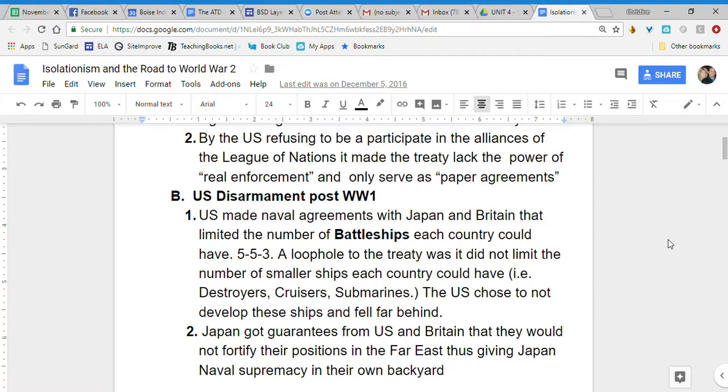Now, the loophole to this treaty was that it did not limit the number of smaller ships that each country could have. For example, the number of destroyers, cruisers, and submarines was left up to each country. And Japan was becoming more and more imperialistic and more militaristic. And they are vastly farther advanced than we are when we go to war. So we have an advantage in battleships when the war breaks out. They'll have an advantage in destroyers, cruisers, and submarines by far over us. Japan did get guarantees from the United States and Britain that they would not fortify their positions in the Far East. Thus, that gave Japan naval supremacy in their own backyard.